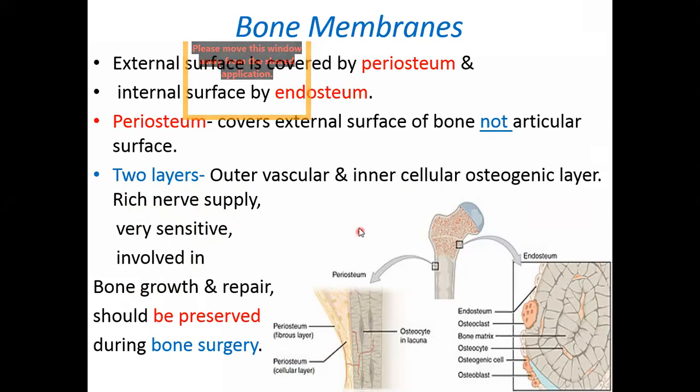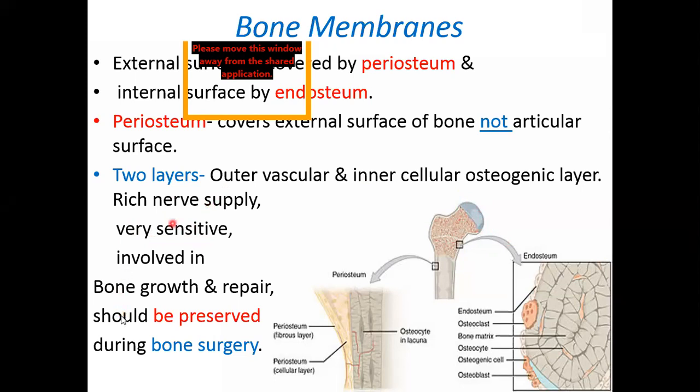So that's exactly the reason why it is not present on the articular surface. See, if it is present on the articular surface, what will happen? It is going to be constantly in friction with the other bone. If it is coming in between the two, it will cause a lot of pain because it is a very sensitive layer. So that's the reason why periosteum does not cover the articular surface. Now I hope you will remember.